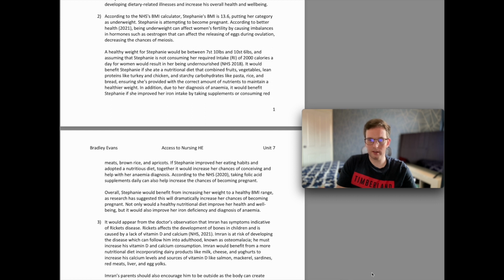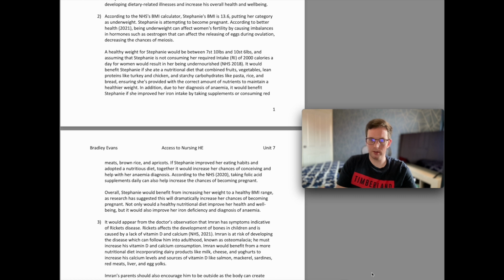According to the NHS, taking folic acid supplements daily can also help increase the chances of becoming pregnant. Overall, Stephanie would benefit from increasing her weight to a healthy BMI range, as research has suggested this will dramatically increase her chances of becoming pregnant. Not only would a healthy nutritional diet improve her health and well-being, but it would also manage and improve her iron deficiency and diagnosis of anemia. Again, when I'm writing these, at the end I've always put a little conclusion and recommendations because that's what it asks within the questions.